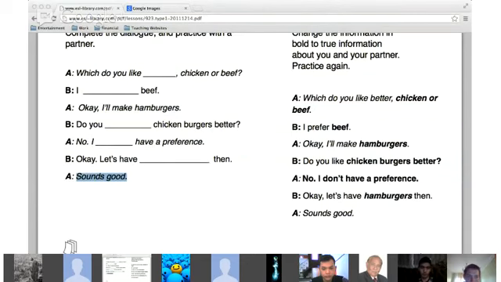How else could we say sounds good? It's great. It would be like giving approval, approval of eating hamburgers. Saying, sure, that sounds good. You could add the word that. That sounds good. You could also say, yeah, that's cool. I use that one a lot.